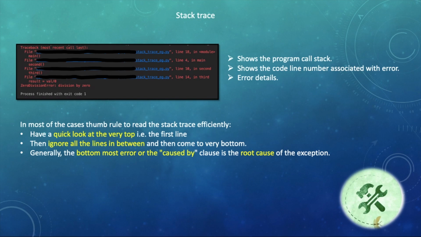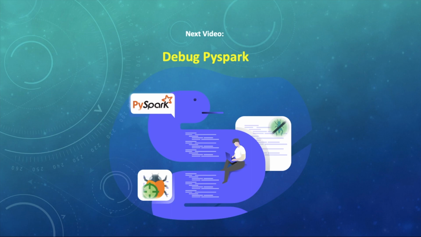So that's it for this second video in this debugging PySpark playlist. In the next video, we will start the debugging of PySpark errors or exceptions.